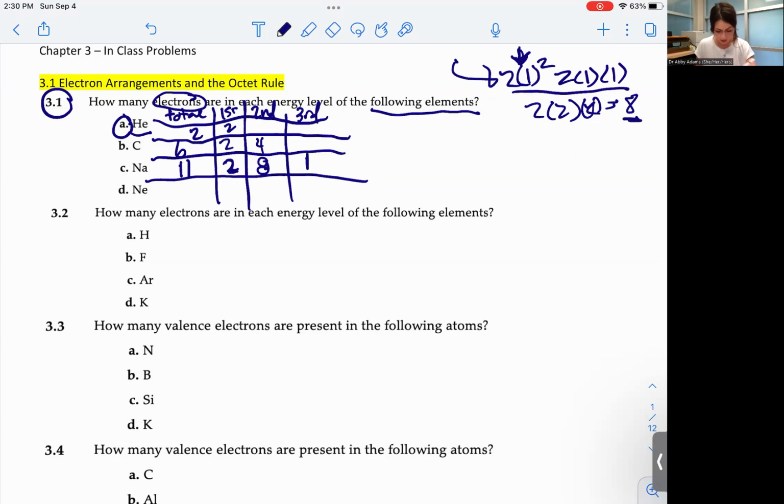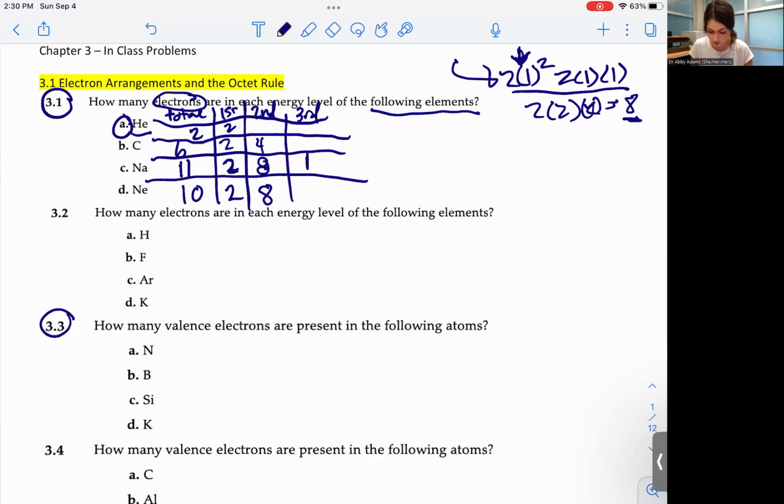Okay, and then you have neon. Neon has a total of 10 electrons. So in the first energy level, you're going to have how many? 2. In the second energy level, you're just going to have 8. So there you go. And that's really all you need to know. How many electrons are in each energy level? There you go. So let's do 3.3.